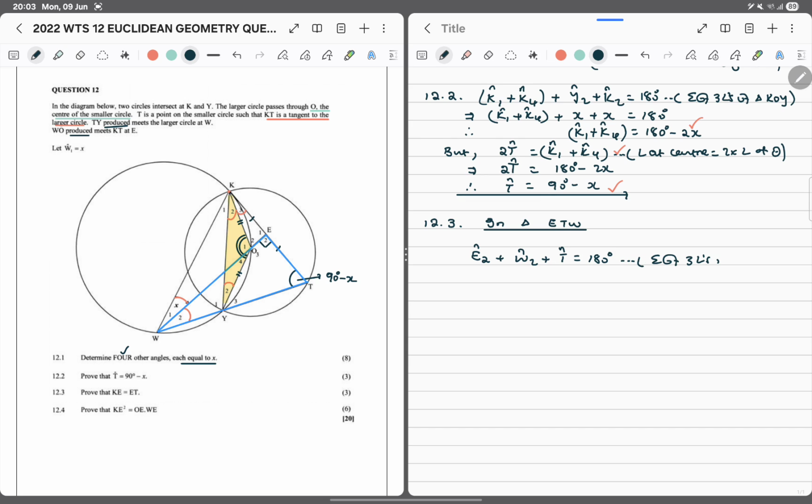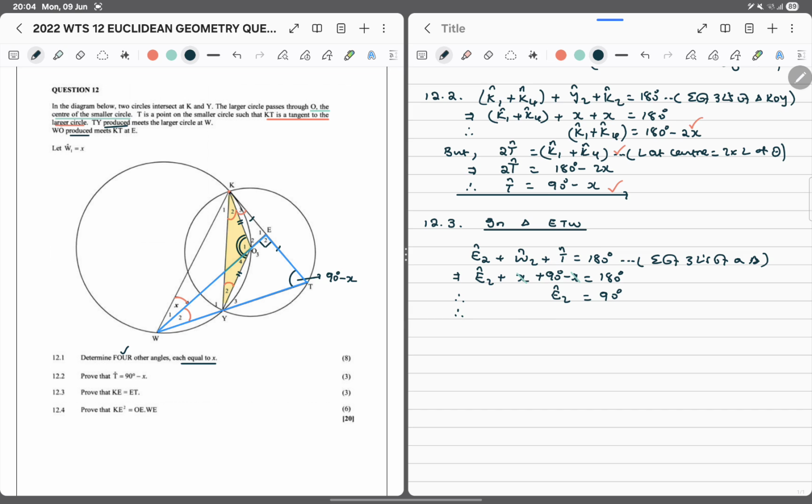Sum of three angles of a triangle. Okay, easy stuff. So we will then write E2 is our target, plus W2, we found out it's X, plus this is 90 degrees minus X equals 180 degrees. All right. So as we can see, these are like terms. They take care of each other already, cancelling. So this proves that our angle E2 is indeed 180 minus 90, which is going to be 90 degrees.